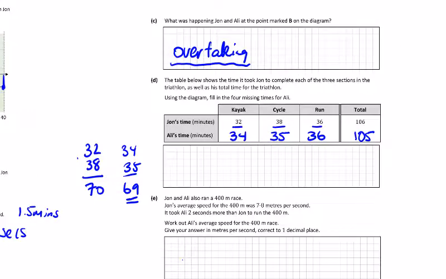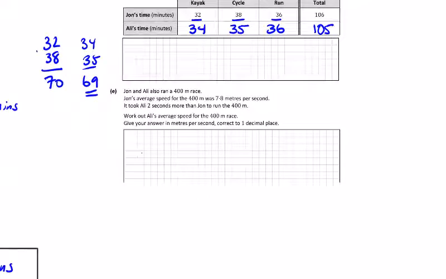John and Ali also ran a 400 meter race. John's average speed was 7.8 meters a second. It took Ali 2 seconds more than John. Work out Ali's speed for the 400 meter race. Okay, well, 7.8 meters per second by 400 meters is what you might think to do here, but it's 400 divided by 7.8. If it's running 7.8 meters in 1 second, it'll be 14 and 2 and so on. So we divide here to get the time.